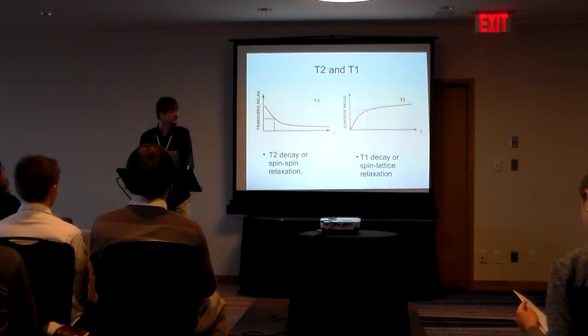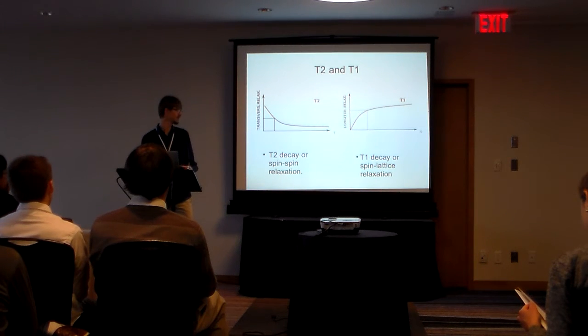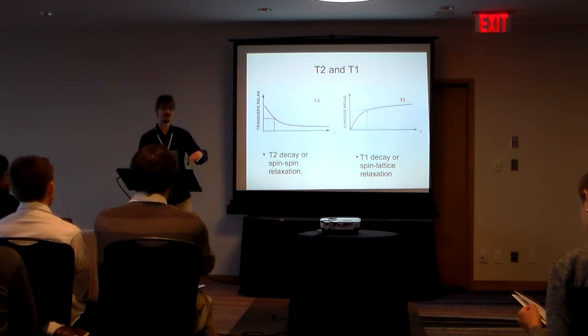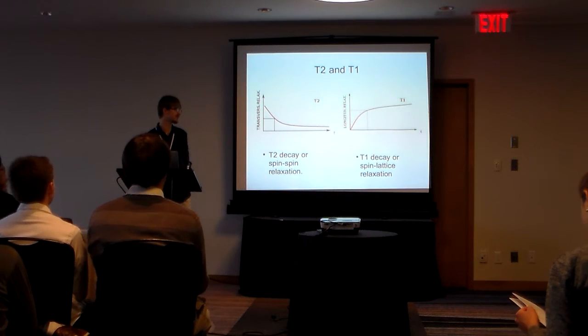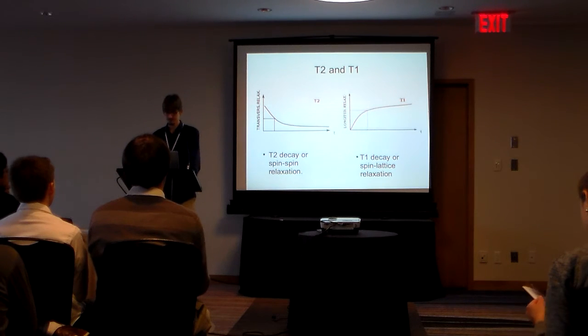So this is what we're actually seeing if you look at only one particular thing. The transverse relaxation is looking at the amplitude of the precession as a function of time, and that's the T2 decay, or the spin-spin relaxation. And then when we were watching, we saw the magnetization return to the vertical as the T1 recovery, or spin-lattice relaxation.